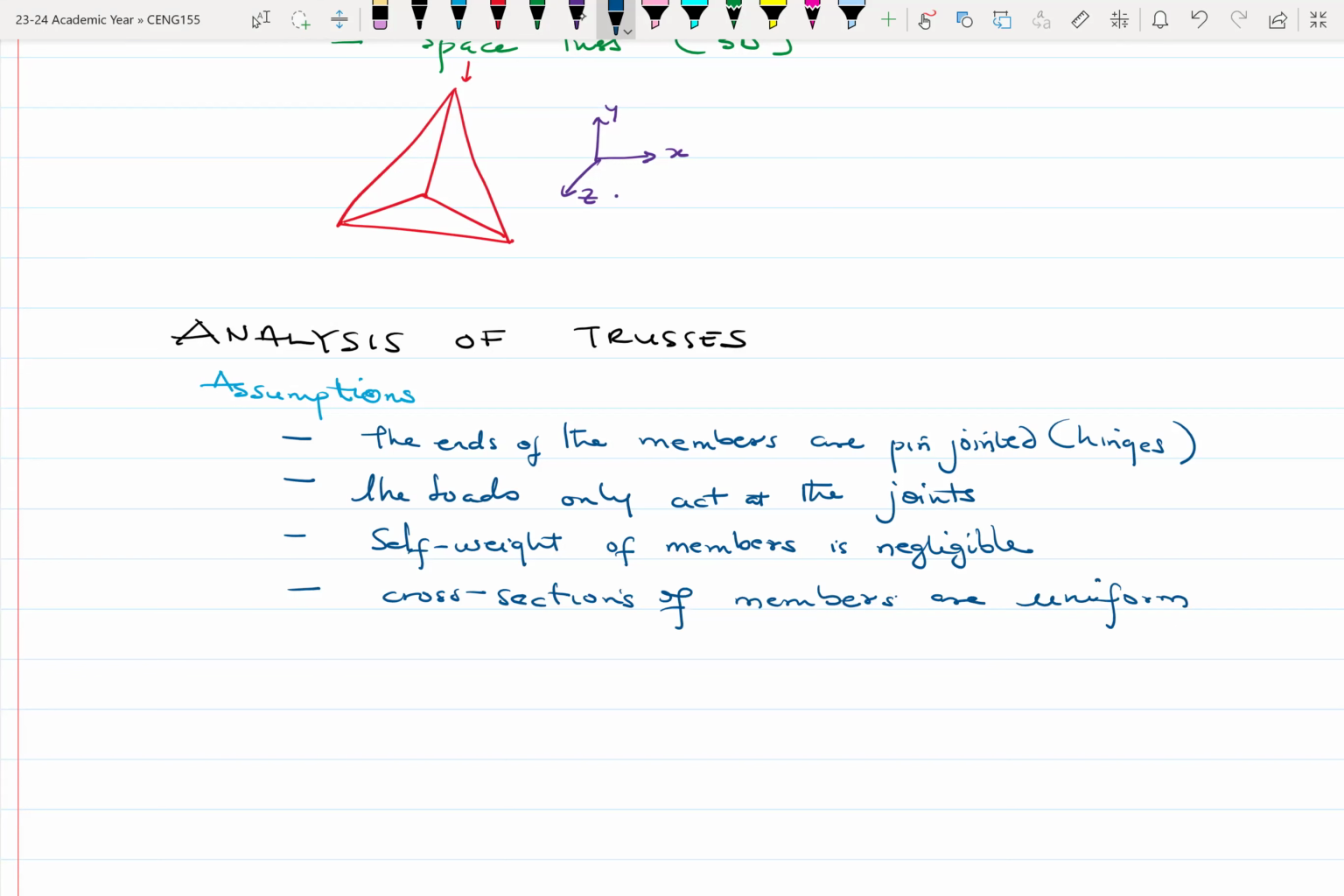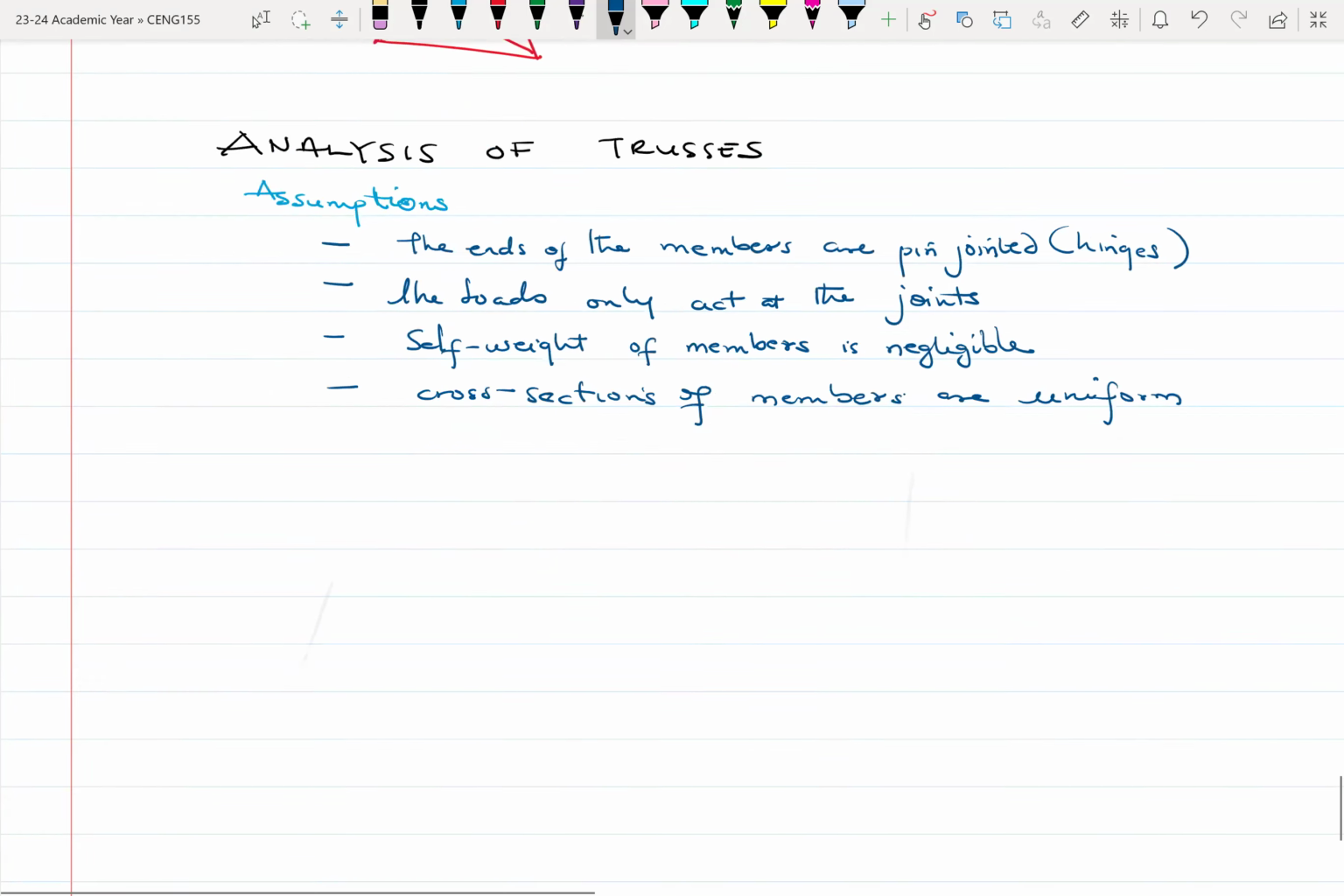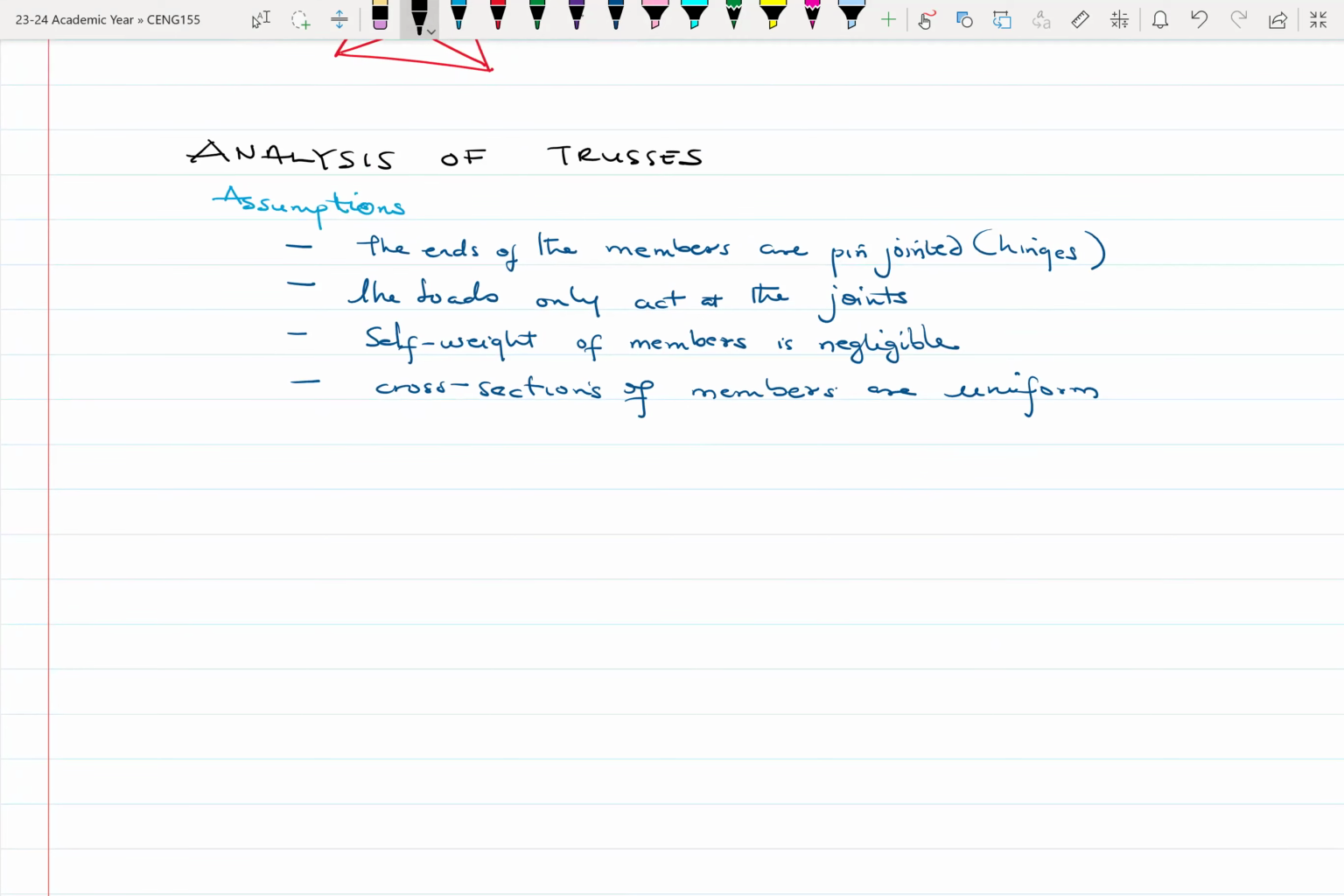In second year, we'll change some of these assumptions. But for now, for simplicity's sake, all the members have the same cross section. Nothing is different over here. So the first thing we need to look at is to determine the support reactions. Just like in beams, before we find internal behavior, we need to know what the external behavior would be.